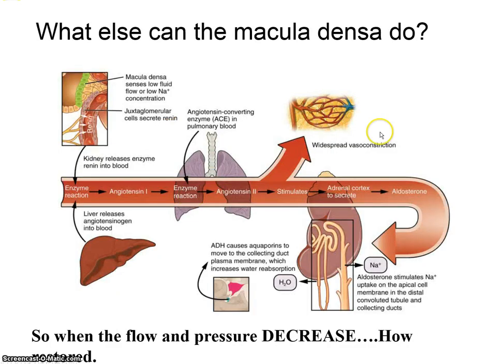So what else do macula densa do? All right, so it says here the macula densa senses low fluid flow. So again, the flow rate is too slow. Your filtrate is not forming fast enough, or you have low sodium concentration, and that's because, again, if you slow down the flow, your cells would reabsorb too much sodium. So by the time it got to the distal convoluted tubule, you'd be low.